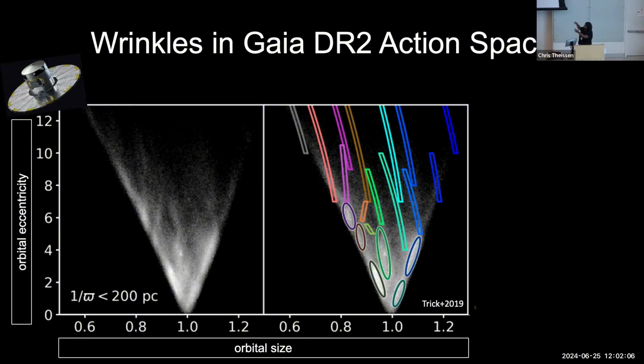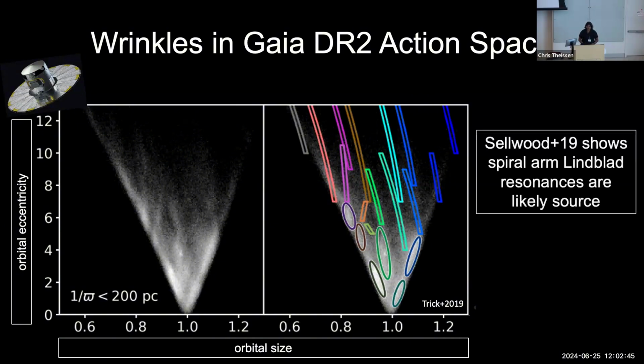And so you can see the population of stars here in action space. There are these interesting substructures that start to pop out in action space, and she's highlighted what those are on the right-hand side. At near circular orbits, down below, you have these known moving groups she's identified in ovals. Then as you jump up to more eccentric orbits, you have these ridge-like overdensities, and these are what we call wrinkles. Based on work we've done within the collaboration, and on what's been discussed in the literature, we think these wrinkles are actually the kinematic substructures that have been left behind by spiral arm resonances.